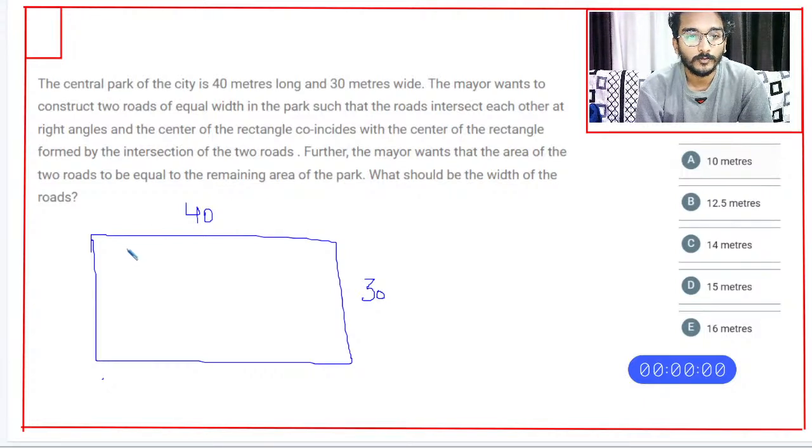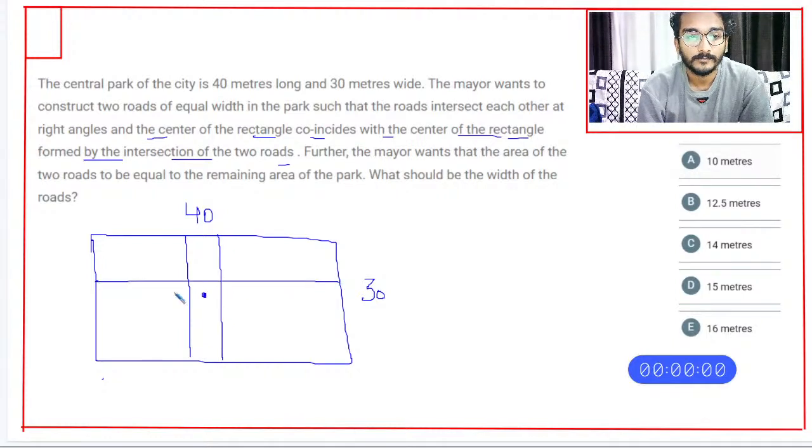So he wants to construct two paths. And the center of the rectangle coincides with the center of the rectangle formed by the intersection of the two roads. Means this is the center of the rectangle, then this is also the center of the two roads. So this is how it would be possible, and they would be at 90 degrees. So this is how it can be constructed.